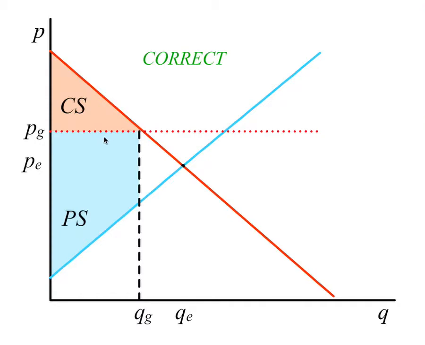Same thing with the producer surplus. We need to go up to this new price because the difference between that price and the marginal cost curve, right, that is the amount of money that the firm makes for each unit of the good. So this area here is the new consumer surplus.